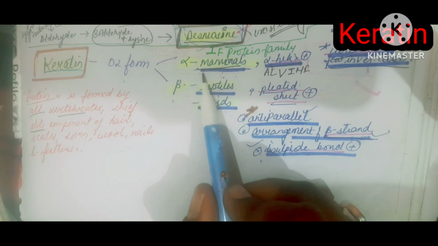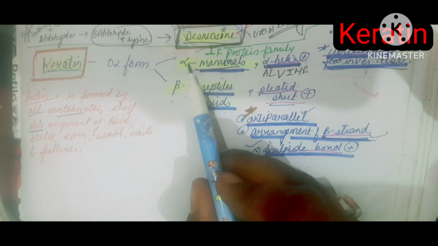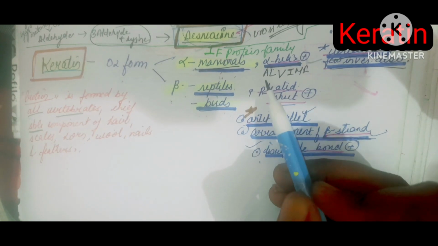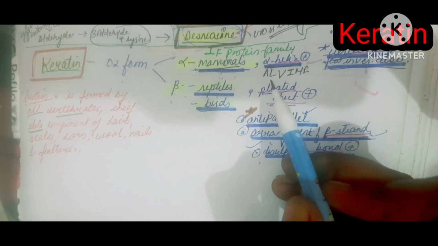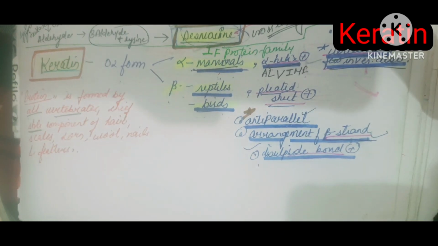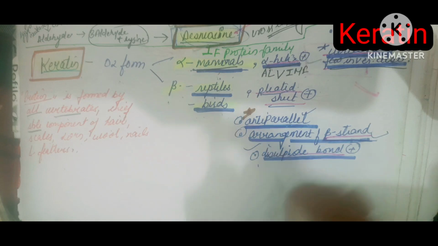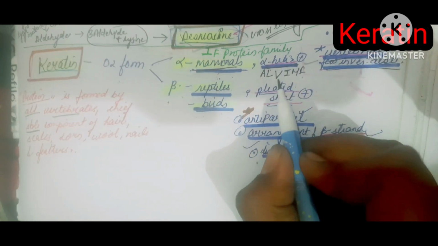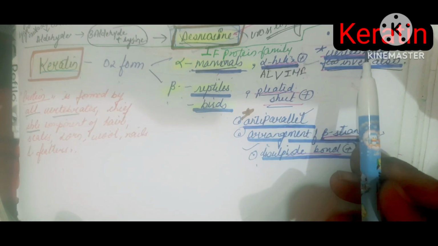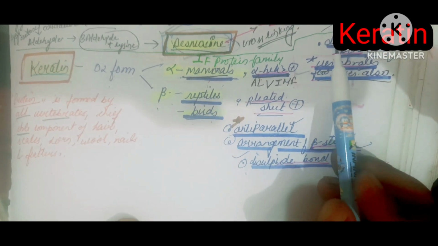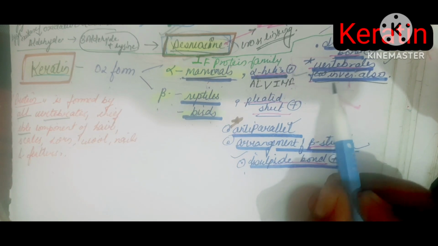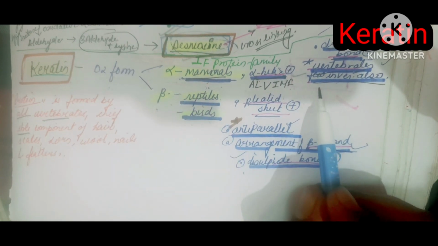So let's talk about what is found in mammals. It is called alpha because an alpha helix is present, and the amino acids present there are the single-letter codes I have represented as ALVIMF. I think you all know the expansion: alanine, leucine, valine, isoleucine, methionine, and phenylalanine. Disulfide bonds are present in vertebrates, and also in a few invertebrates. So the alpha type is also present in a few invertebrates.